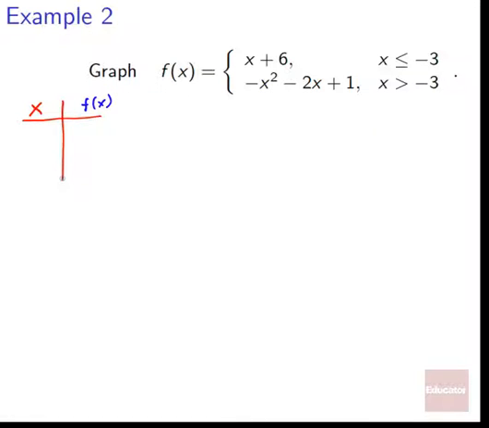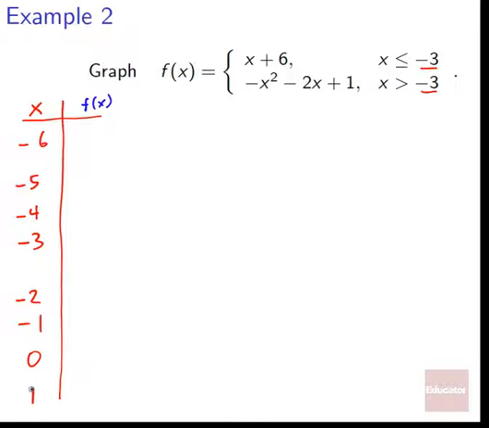So what would be a good place to start at? Well, we've got negative 3 showing up here and here, so that's probably going to be the midpoint, the mid zone in our graph. So let's start by plugging in negative 3, and we'll go more negative as we go up, negative 4, negative 5, negative 6, and we'll go more positive as we go down, negative 2, negative 1, 0, 1.